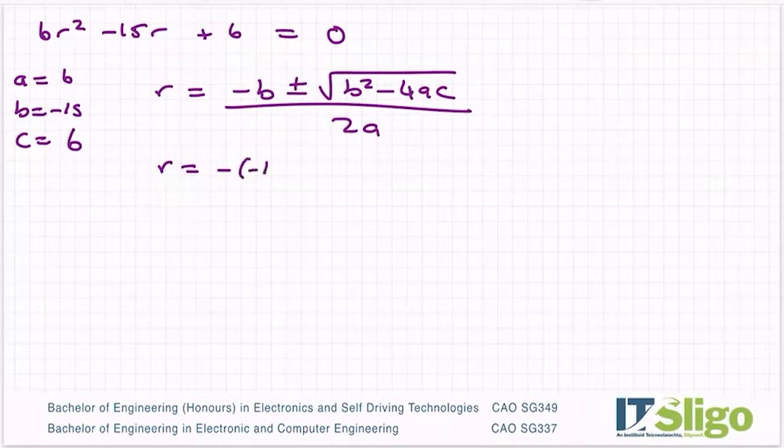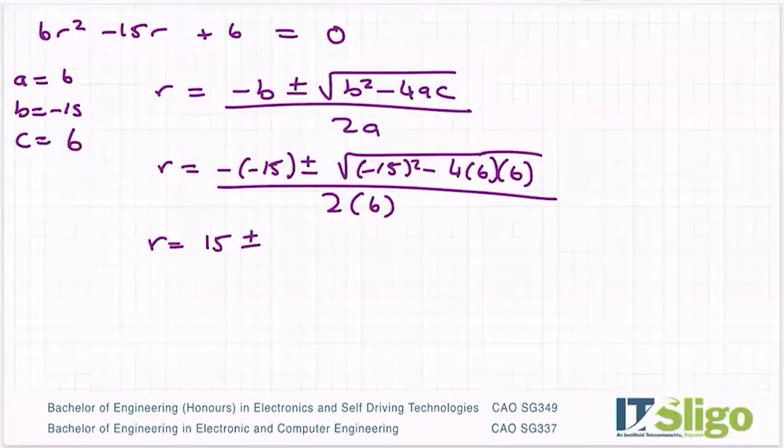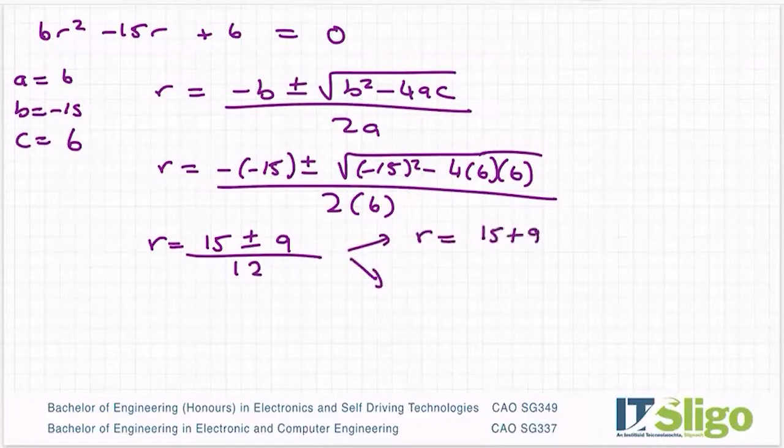So minus b, so minus 15 plus or minus the square root of minus 15 squared minus 4ac all over 2 times a. So minus 15 is 15. Right, let me put the square root bit into a calculator. Minus 4ac, and I've got 9 all over 2 6s are 12. Okay, so let's split it then. So my first answer is 15 plus 9 over 12. And my second answer will come from 15 minus 9 over 12. So you split the plus and minus. So hit the fraction button first.